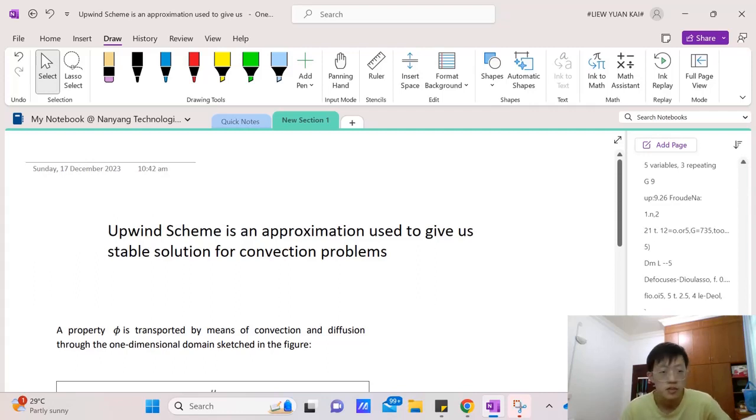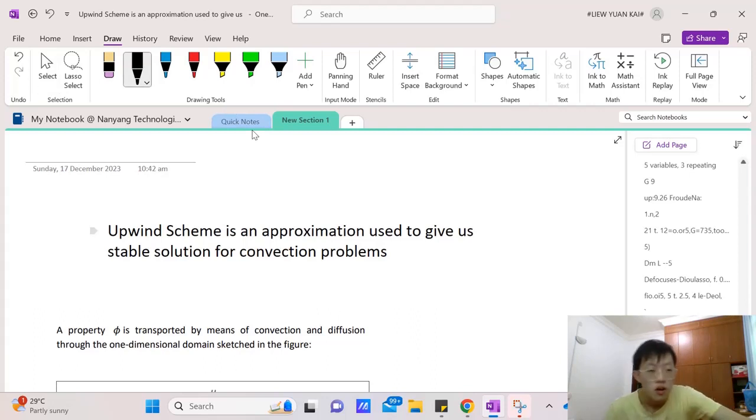Okay. In this episode, we will talk about the Upwind scheme of CFD. So, what is the Upwind scheme? The Upwind scheme is an approximation used to give us a stable solution for convection problems. We'll talk more about what stability is at the end of the video. And this is for convection problems.